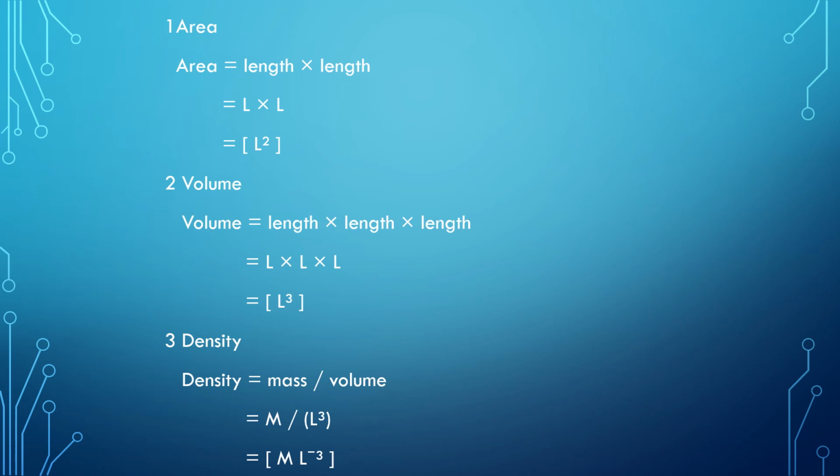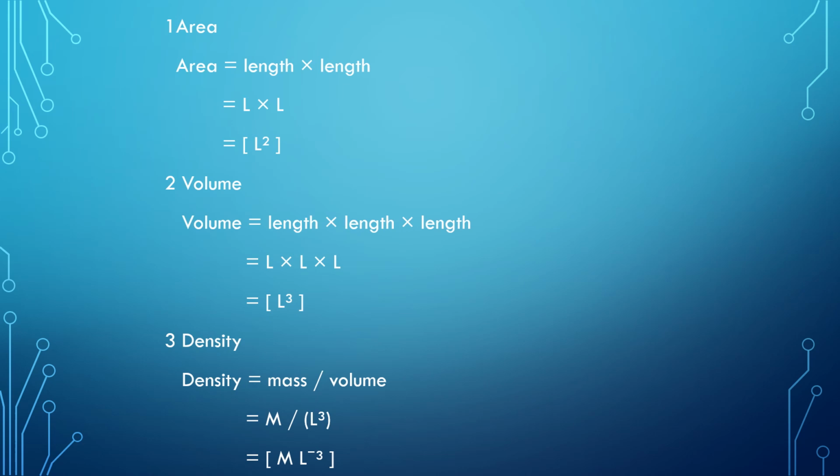So next example, that is volume. Volume is also a derived physical quantity. It tells how much space an object occupies. So volume is equal to length into length into length. Length is represented by what? Capital L. So the dimensional formula is L to the power 3. Here the power 3 shows volume depends only on length in 3 dimensions.